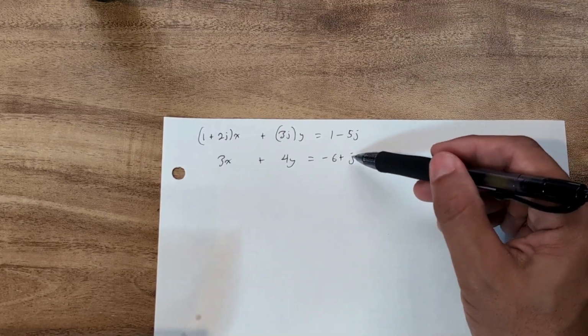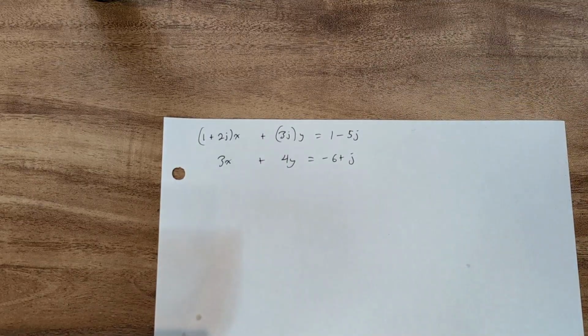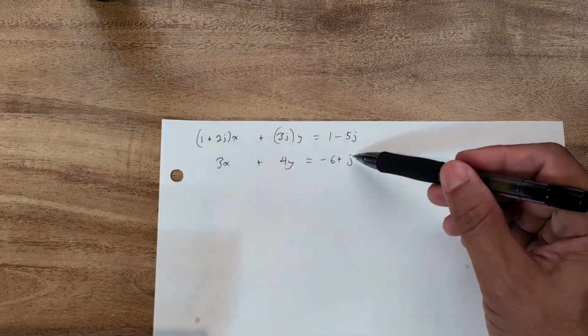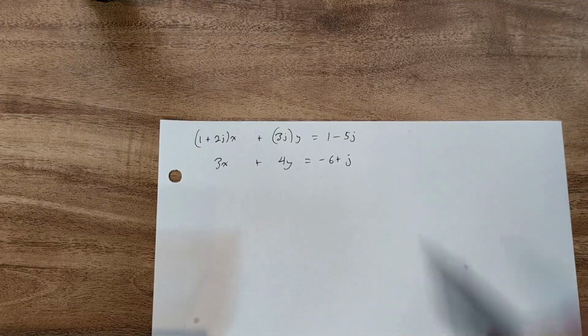So that's what we're going to use, but you could apply this for other classes too, in which you have to solve systems of equations with complex numbers. You can just replace this with I, but since this is an engineering class and we usually deal with circuit problems, we're going to denote this as J.